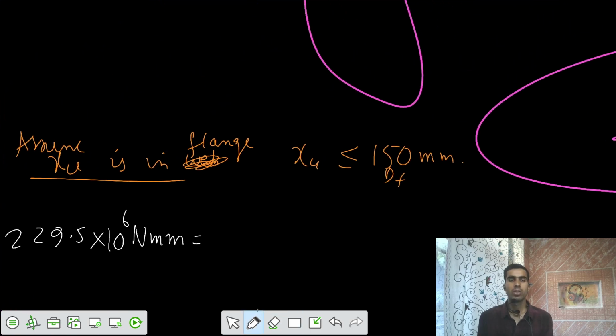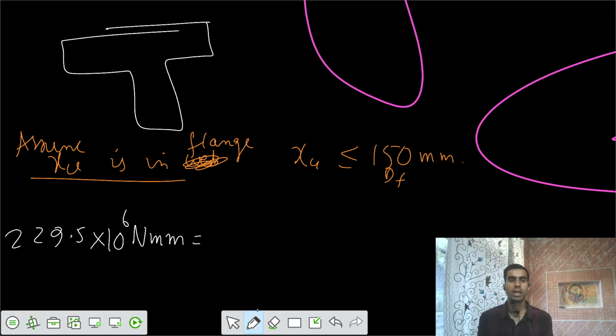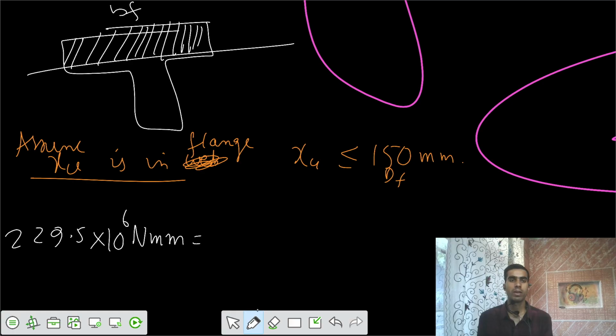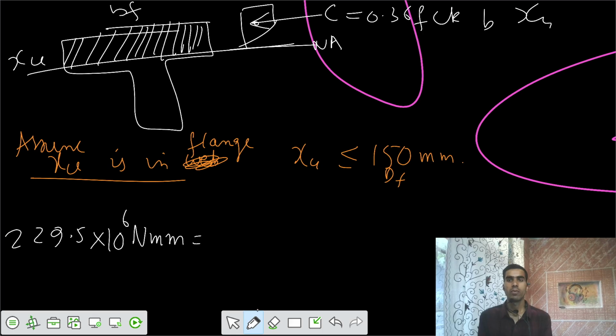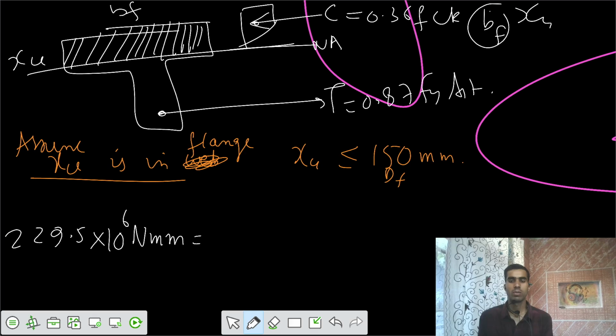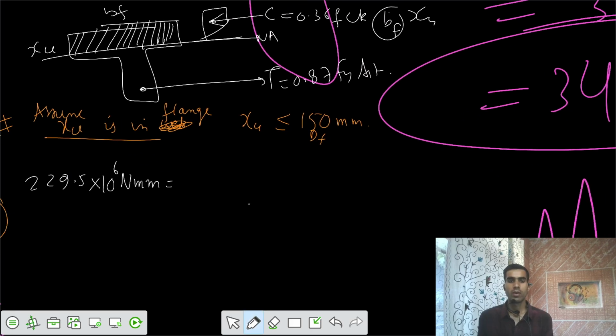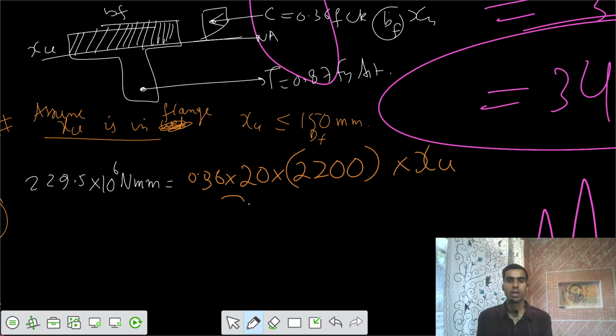Once I said that neutral axis is in the flange, what is the equation for that? The effective compression area is only this part with the dimensions of BF into XU, because this is the neutral axis. So the stress block is in this fashion. This is our stress block with the C force of C equals 0.36 FCK times B XU, where your B is BF. And we have some T force also here, 0.87 FY AST. So let's go for that problem. Let's solve that. I would say 0.36 FCK BF into XU into d.